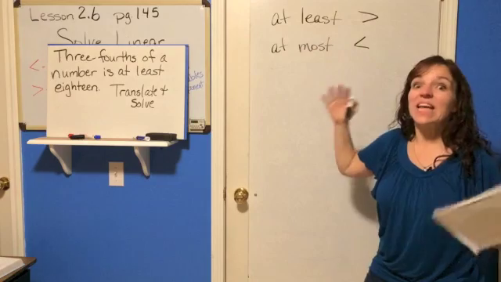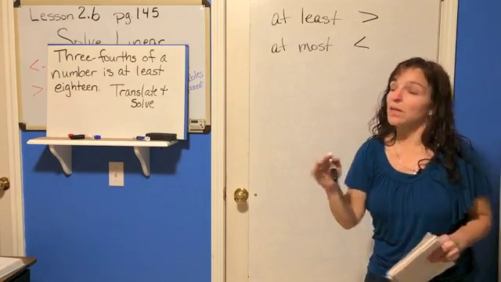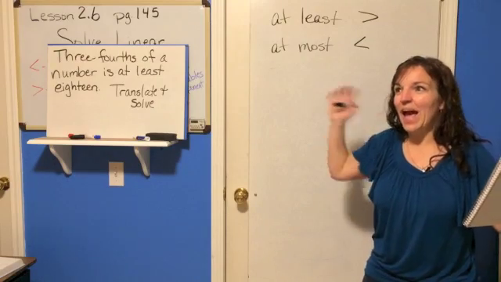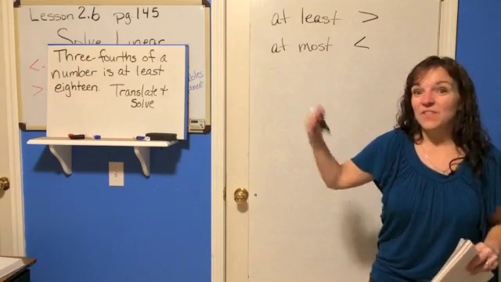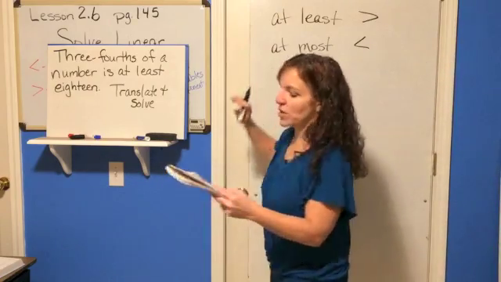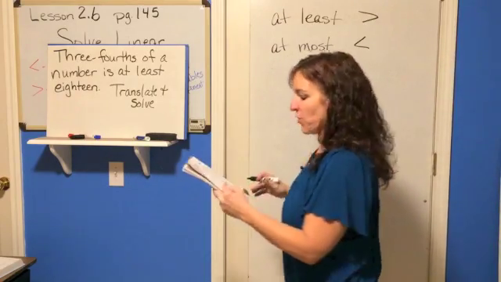At least means it's got to be bigger than that. This is the very smallest it can be. At most means it's got to be smaller than this. This is the very most. This is the top end, okay? So those two, make sure you notate and look at page 150 for more of those.